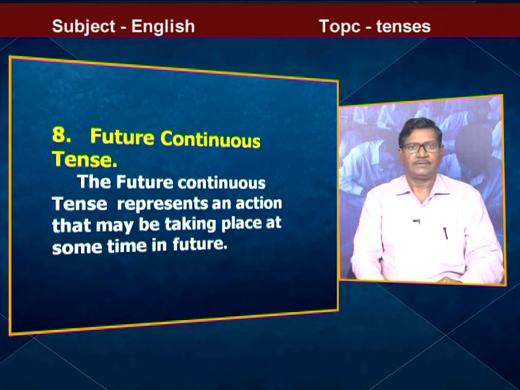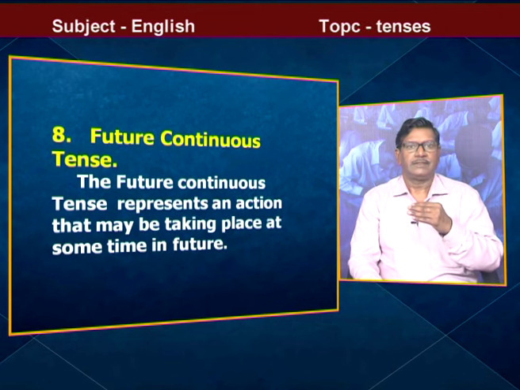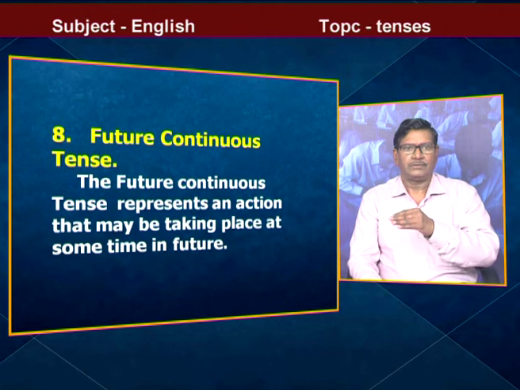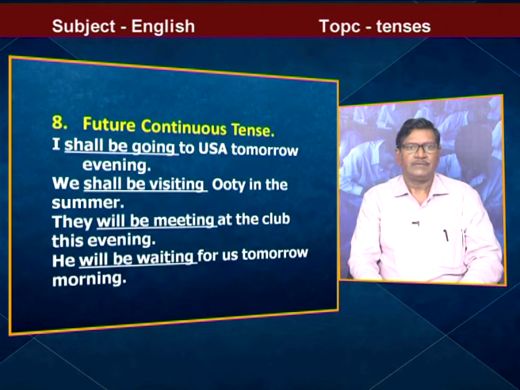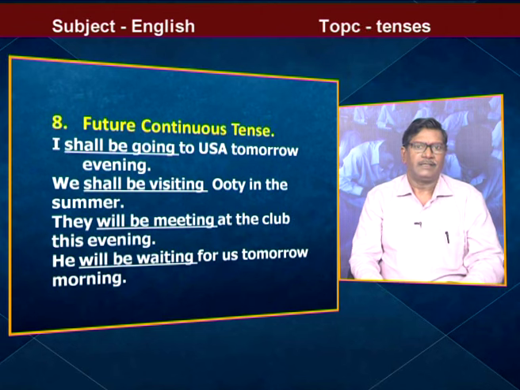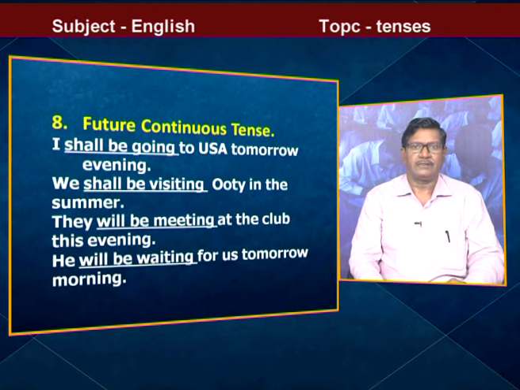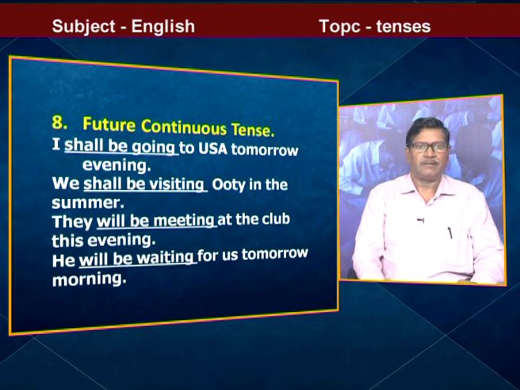Future continuous, it represents an action that may be taking place at some point of time in future. Bhavishyatlo jarugutu untundi. I shall be going to USA tomorrow evening. So, tomorrow evening, I will be flying to USA. We shall be visiting Ooty in the summer. That means, not now. We shall be visiting when? We shall be visiting Ooty in summer, coming summer.